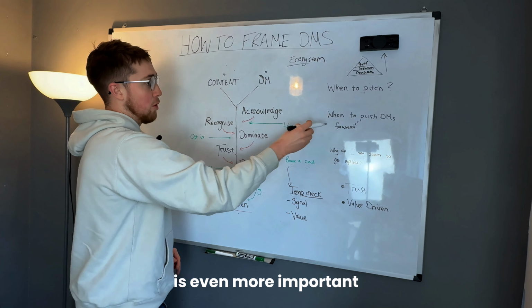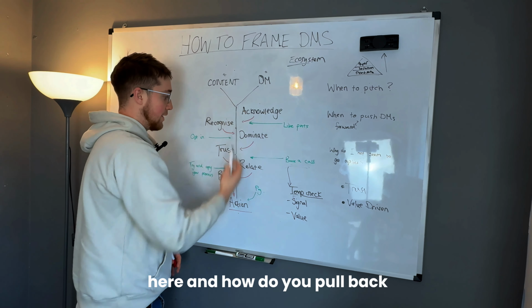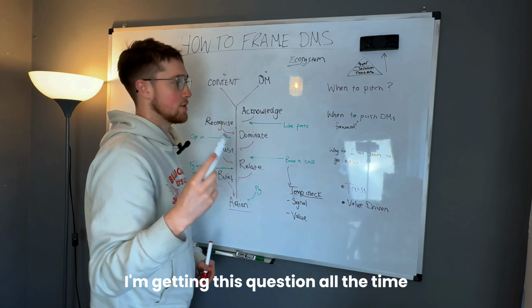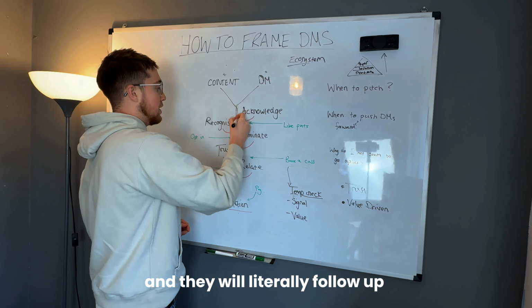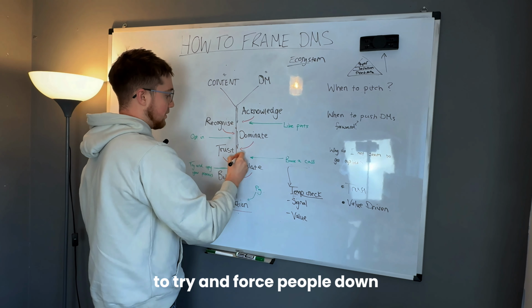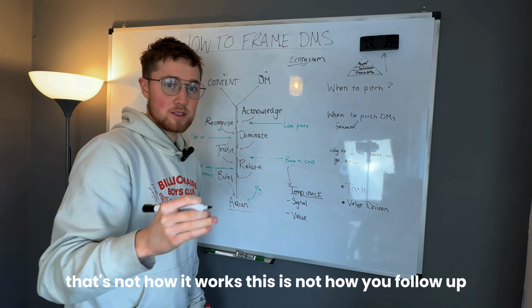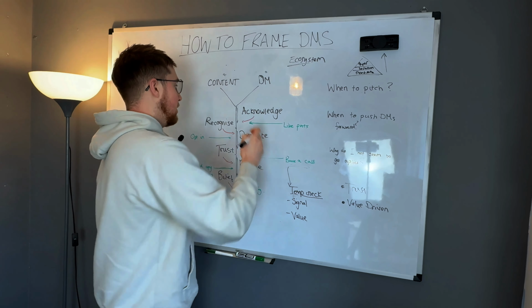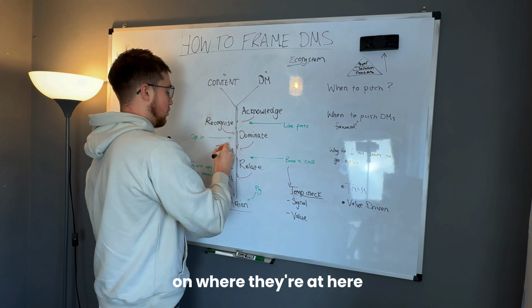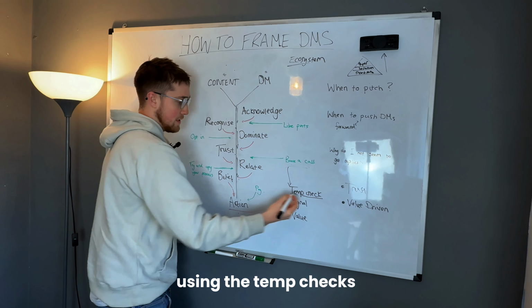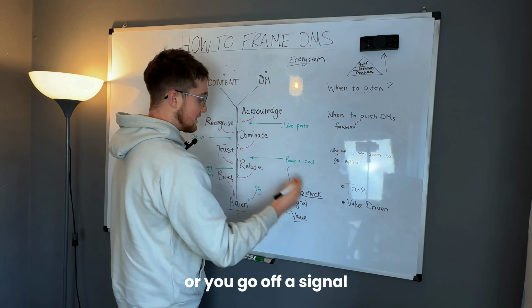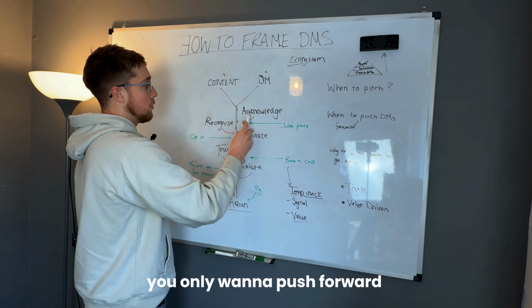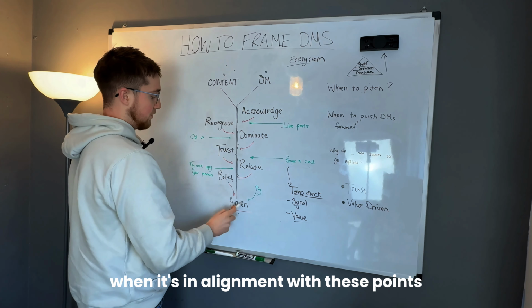The next question is even more important. How do you push people down here? And how do you pull back? I'm getting this question all the time. A lot of people will follow up, and they will literally follow up to try and force people down. That's not how it works. This is not how you follow up. You want to follow up based on where they're at here, using the temp checks. This is how you temp check. You either provide them value or you go off a signal that they've provided. You only want to push forward when it's in alignment with these points.